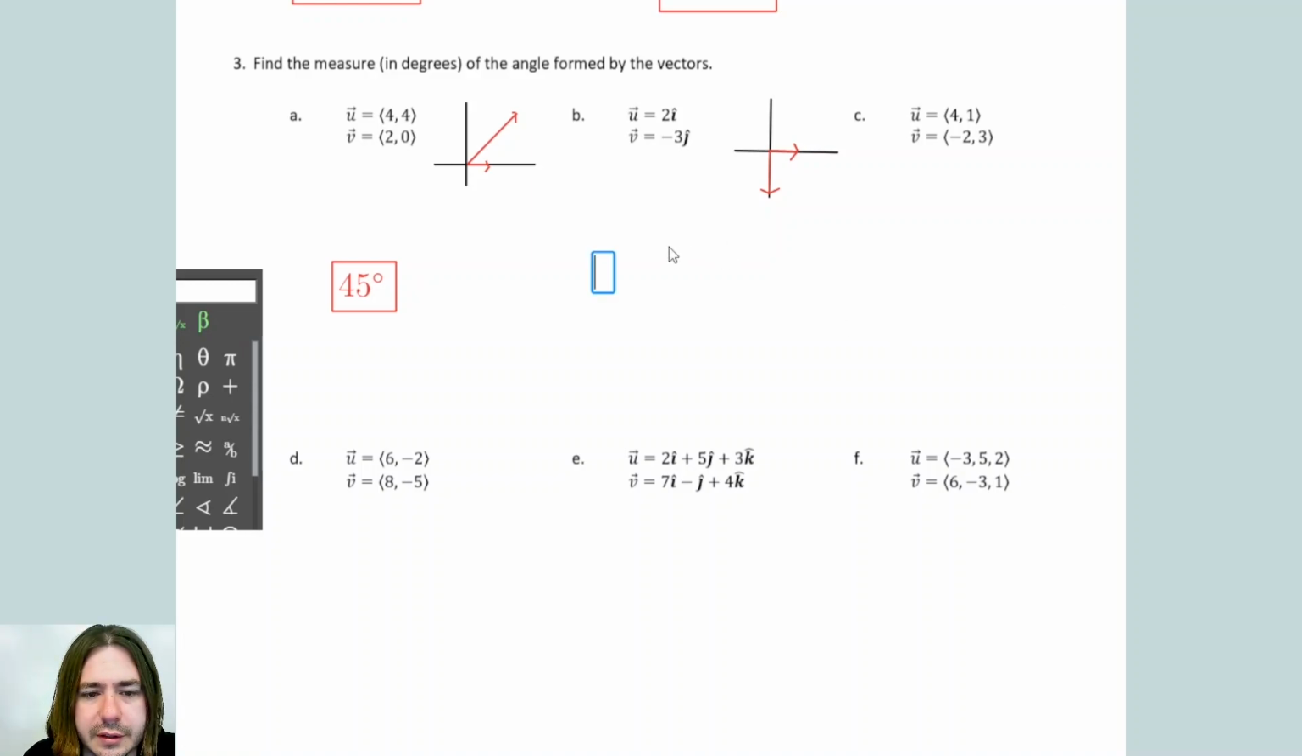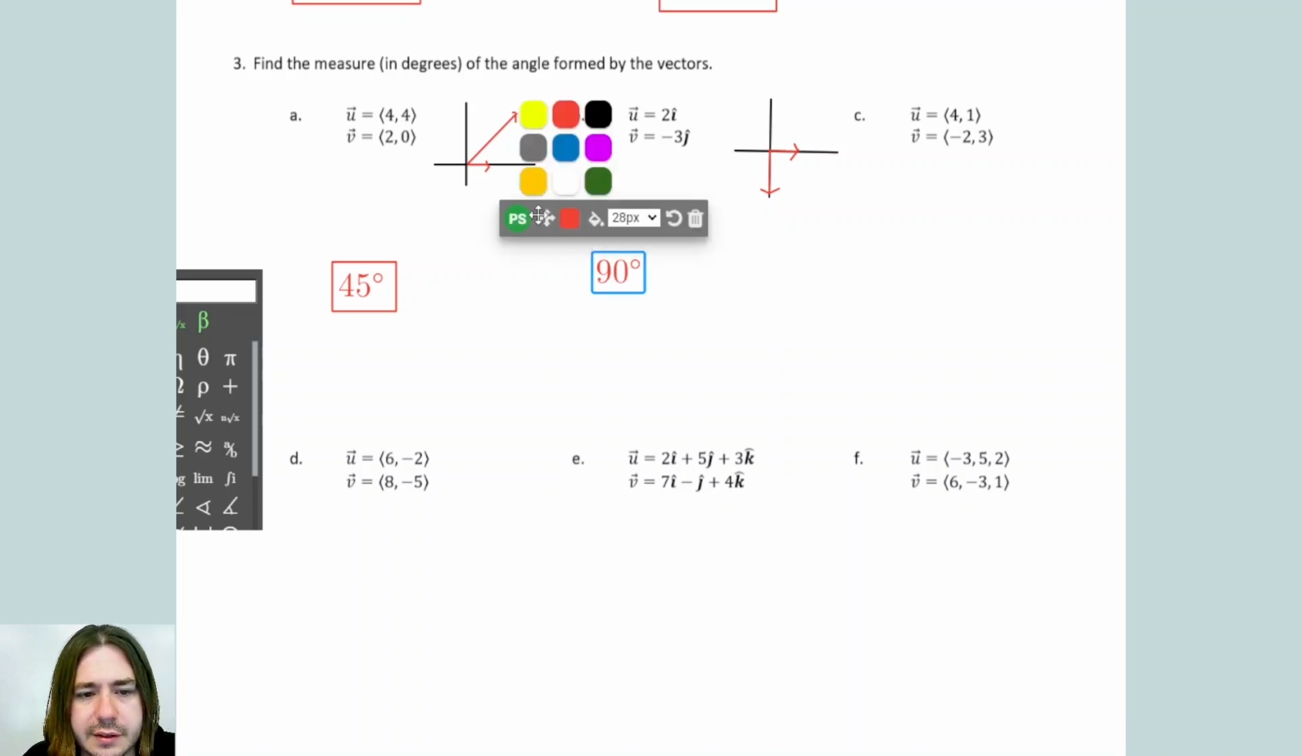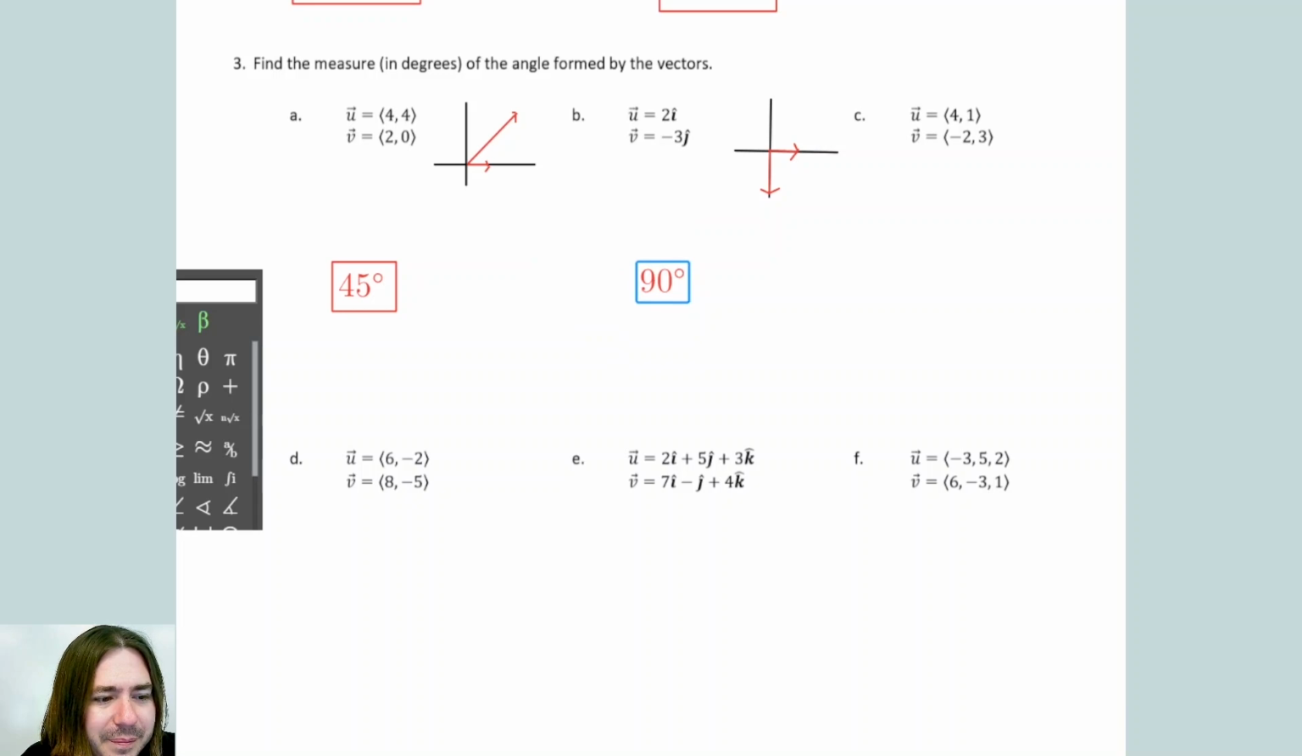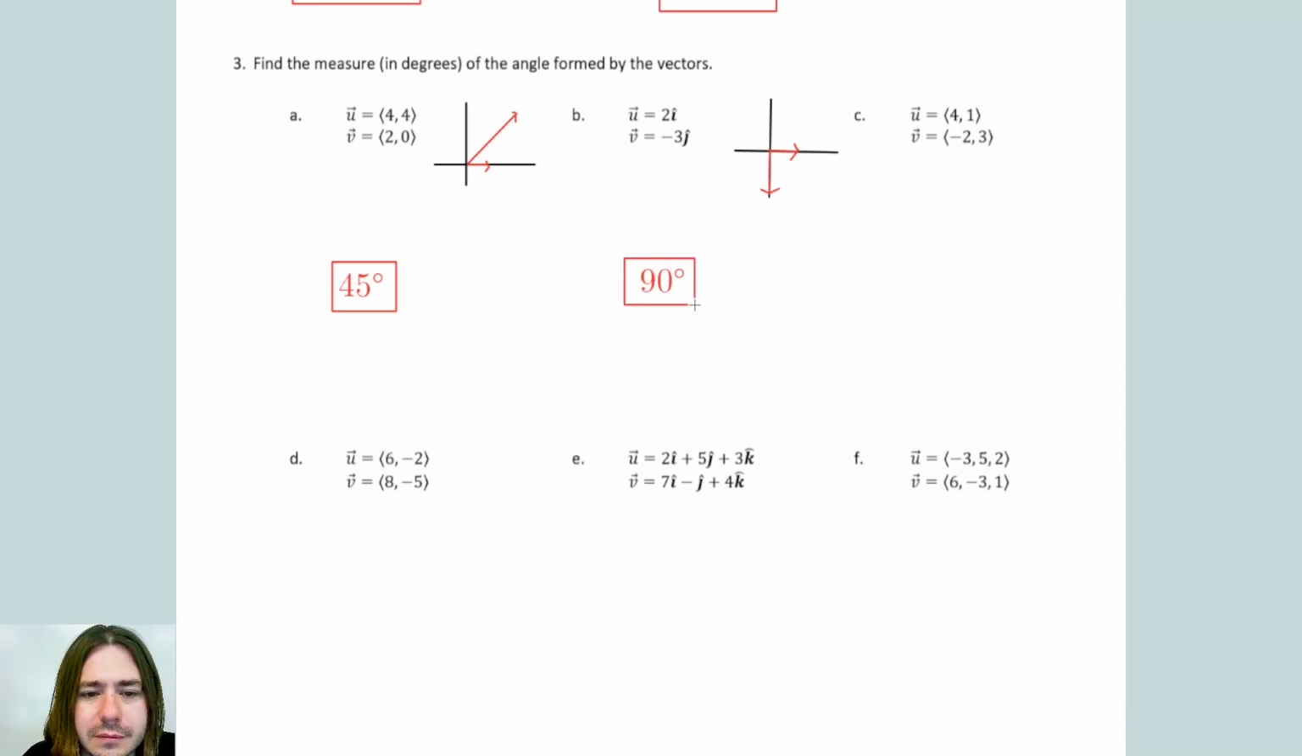Don't really need a formula for that one either, although, again, if you are just feeling kind of lazy and you just want to use the formula, you'll get the same answer. So these are orthogonal. If we find the dot product of these, we get 0.